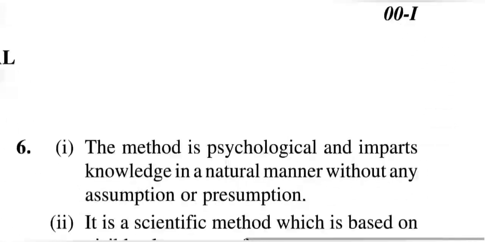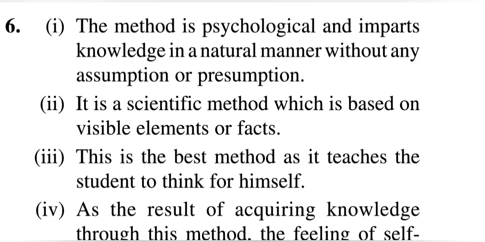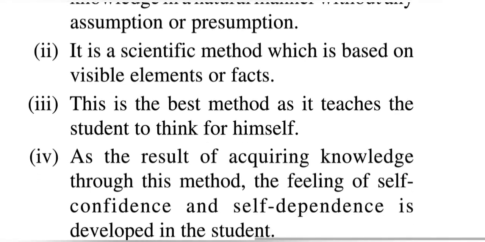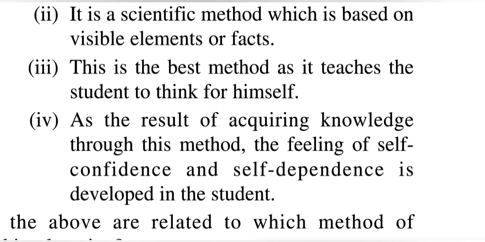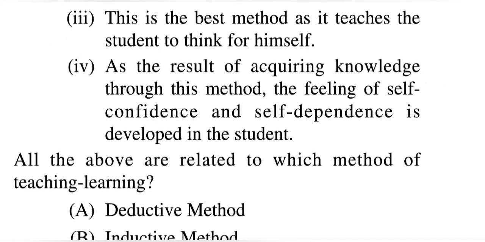Okay, next number. Now number 6, it says we have direct options. Now in number 1 it says the method is psychological and imparts knowledge in a natural manner without any assumption or presumption. Number 2, it is a scientific method which is based on visible elements or facts. 3, this is the best method as it teaches the student to think for himself. 4, as the result of acquiring knowledge through this method, the feeling of self-confidence and self-dependence is developed in the student. Now, the question is asking all the above are related to which method of teaching learning?